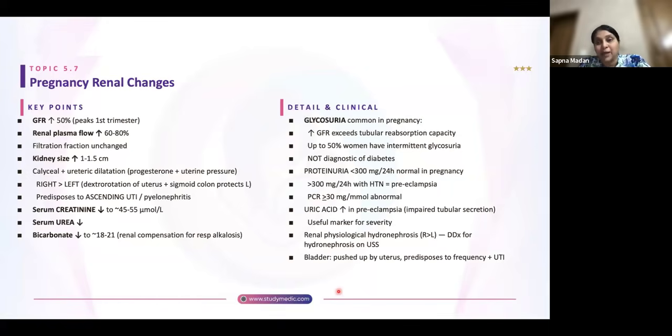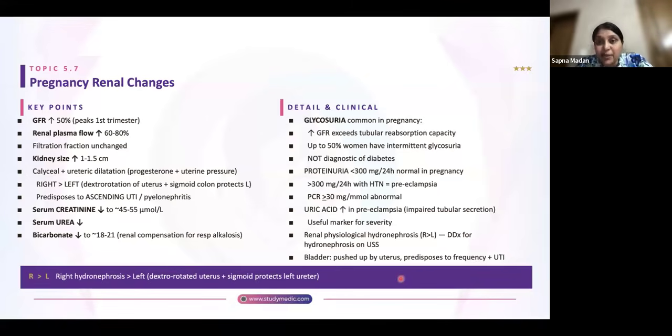In the renal system, we see physiological hydronephrosis, and like we said, it is going to be more on the right side than on the left. For the differential diagnosis of hydronephrosis on the ultrasound, first will be physiological, okay? Then you move on to pathological, maybe a calculus or whatever. The bladder is pushed up by the uterus and this predisposes to frequency and also UTI, because of the glycosuria and because of the pressure on the bladder.